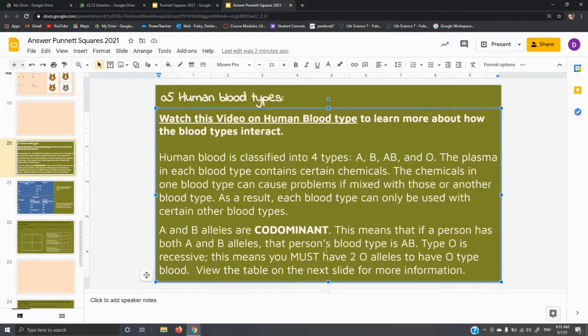That means that if someone has A and B alleles, their blood type is AB. Type O is recessive. Remember that this means that you have to have 2 O alleles to have O blood type. And let's look at the tables on slide 21 to help us understand that.